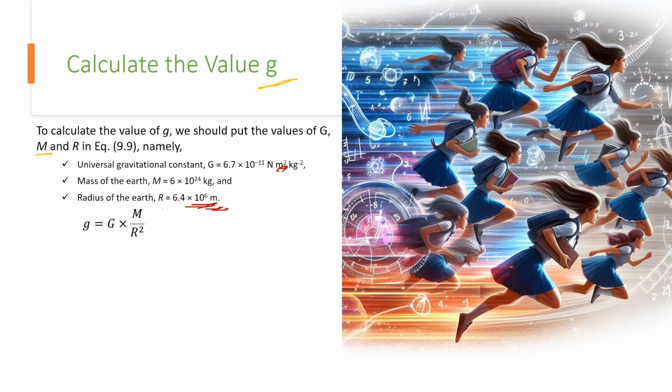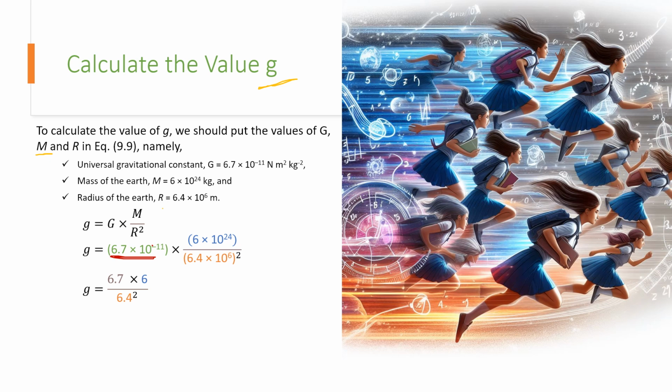What is g? Acceleration due to gravity is equal to the universal gravitational constant G into M by r square, which is equal to what? 6.7 into 10 to the power of minus 11, 6 into 10 to the power of 24, and 6.4 into 10 to the power of 6 whole square, right? Remember, we just substitute the given values in our formula, that's all.